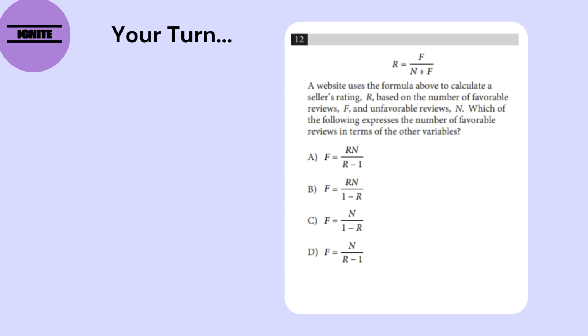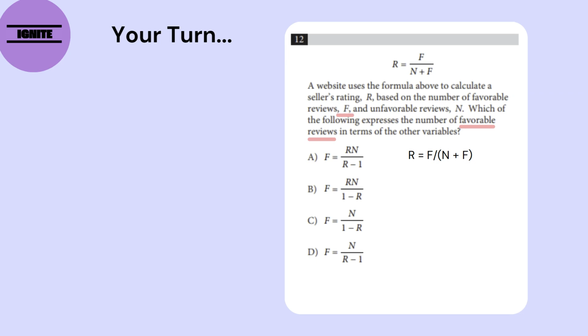A website uses the formula above to calculate a seller's rating R based on the number of favorable reviews F and unfavorable reviews N. Which of the following expresses the number of favorable reviews in terms of the other variables? Notice how I highlighted favorable reviews, such as the variable F. Now we need to get F by itself, so let's find a way to isolate this. We have this equation, R equals F over N plus F. Let's figure out a way that we can get F by itself.